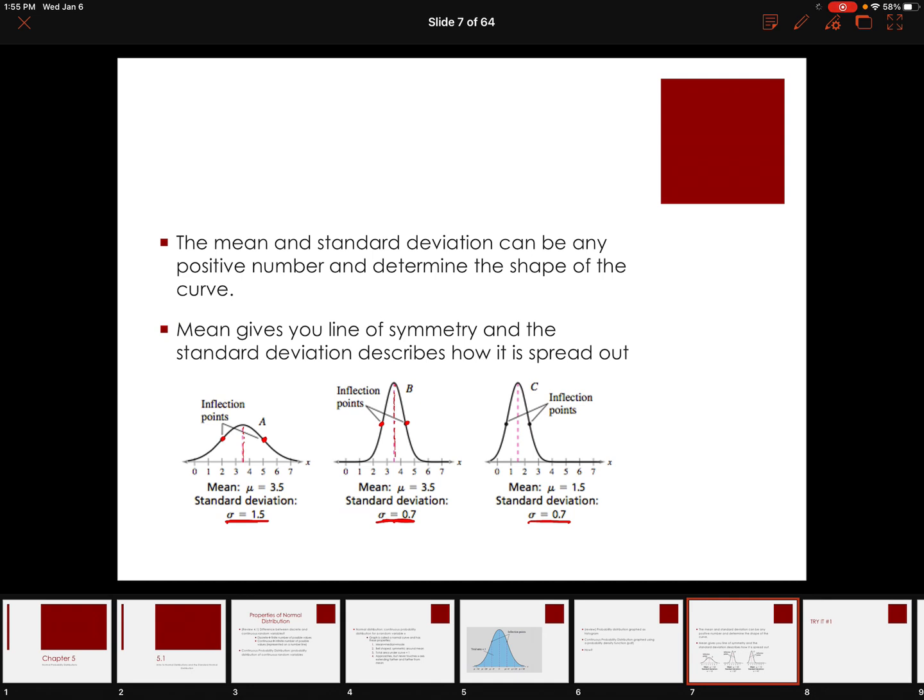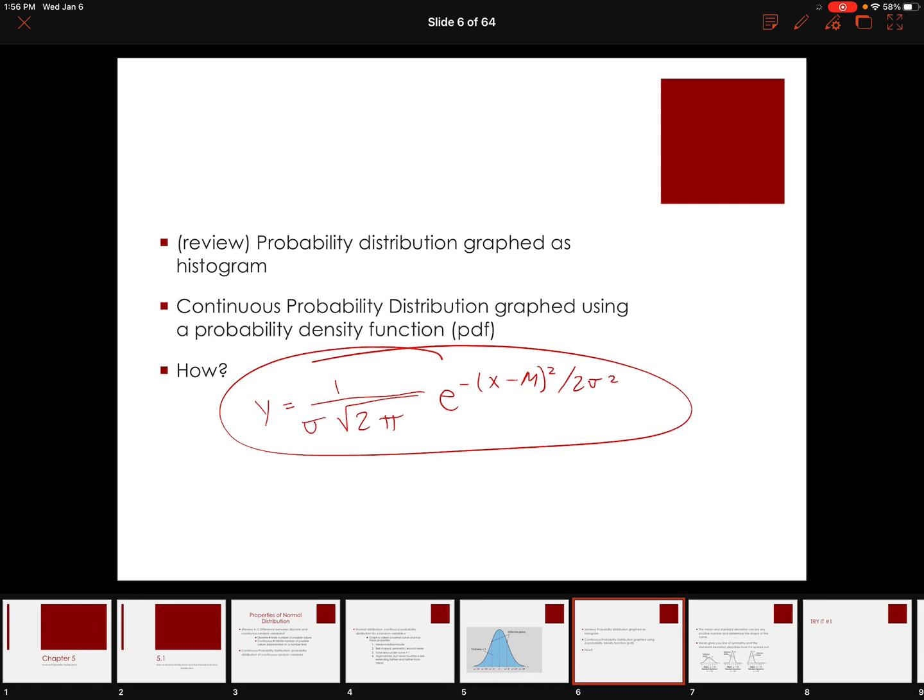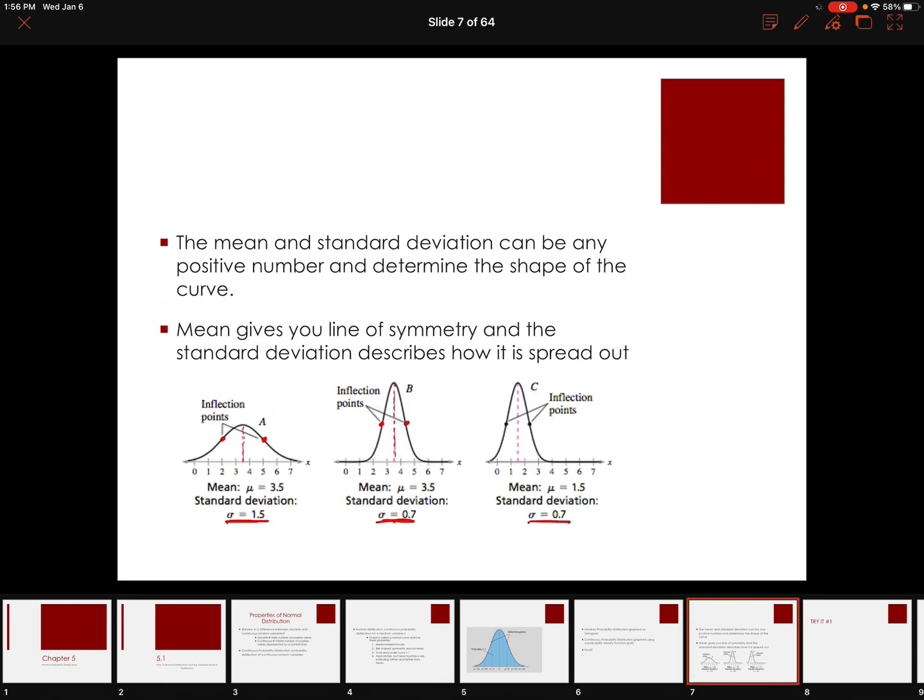So when you graph these, you're going to, 1, use the mean to figure out where your line of symmetry is going to be, and 2, use the standard deviation to figure out your inflection points. That's going to be much more simple than plugging into this equation.